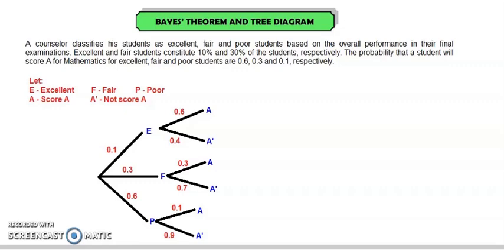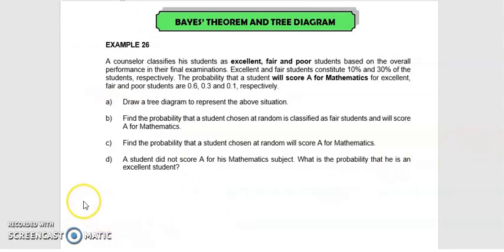Okay, done. That's how we draw the tree diagram. So the following questions will be based on this tree diagram. Now look at questions B, C, and D. In order to ease answering questions B, C, and D, I advise you to calculate all the probability values directly from the tree diagram. Later on, for the answers to B, C, and D, you just refer to the tree diagram.